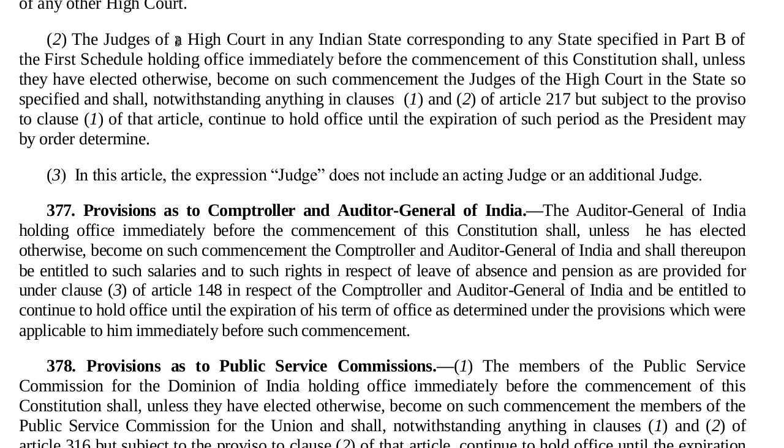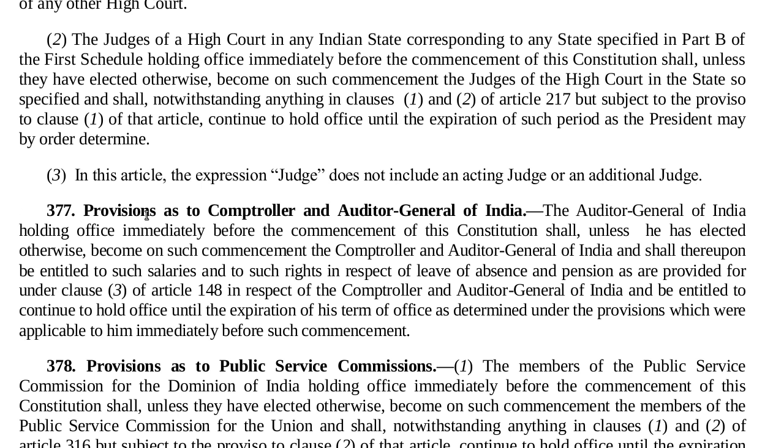2. The judges of the High Court in any Indian State corresponding to any State specified in Part B of the First Schedule holding office immediately before the commencement of this Constitution shall, unless they have elected otherwise, become on such commencement the judges of the High Court in the State so specified, and shall, notwithstanding anything in clauses 1 and 2 of Article 217 but subject to the proviso to clause 1 of that article, continue to hold office until the expiration of such period as the President may by order determine. 3. In this article, the expression judge does not include an acting judge or an additional judge.